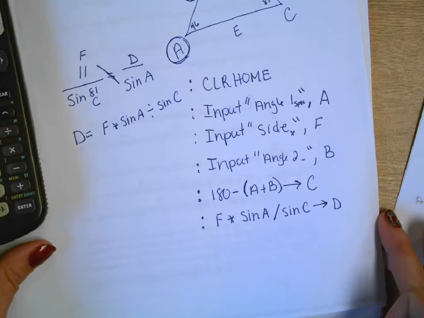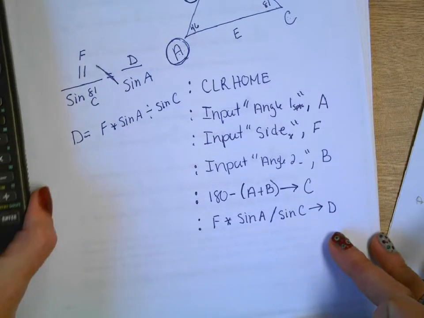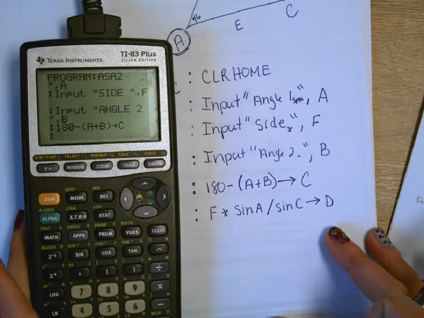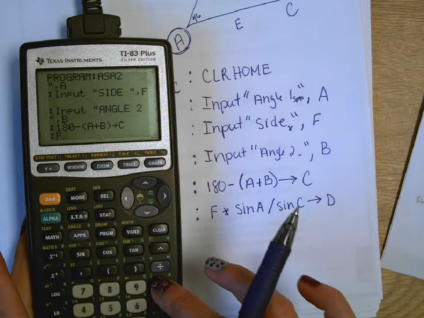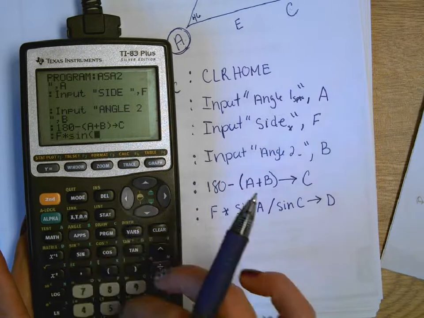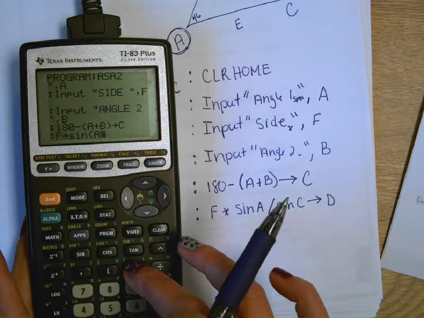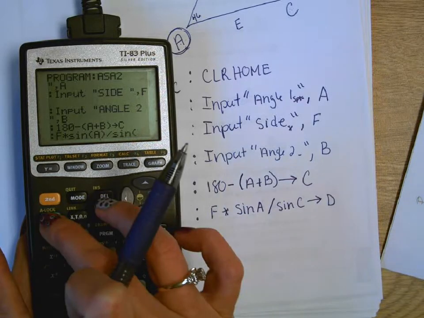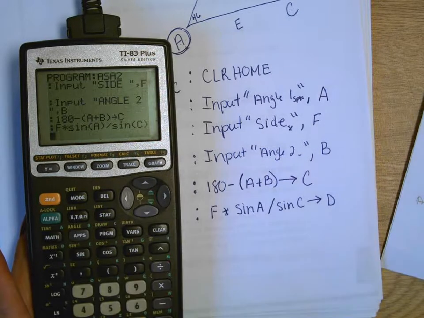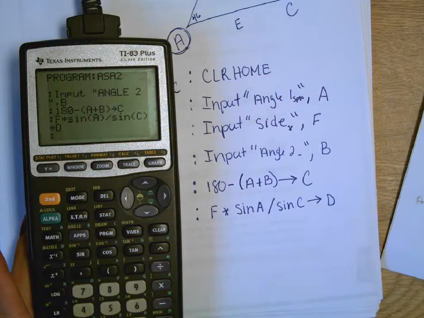Do we close parentheses after? Yes, that's important. So our next line is F times sine of A, close that parenthesis, divided by sine C, close that parenthesis, store in D. Hit enter.